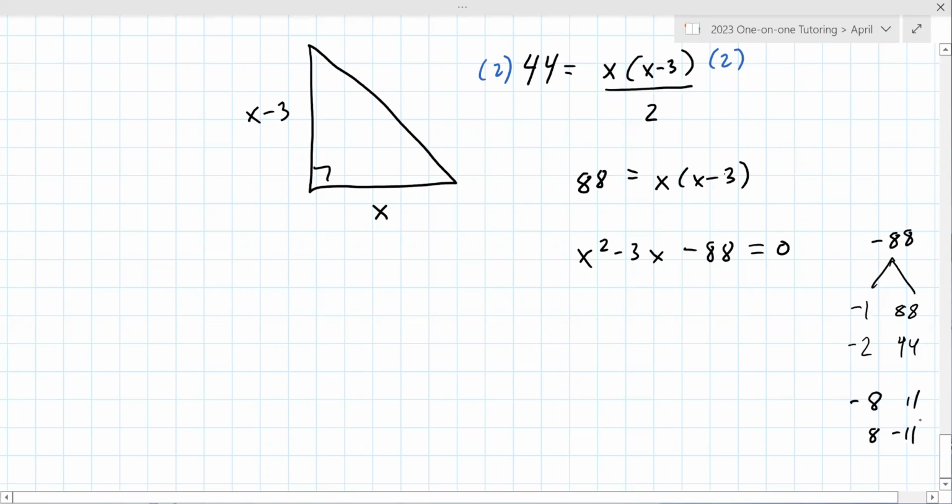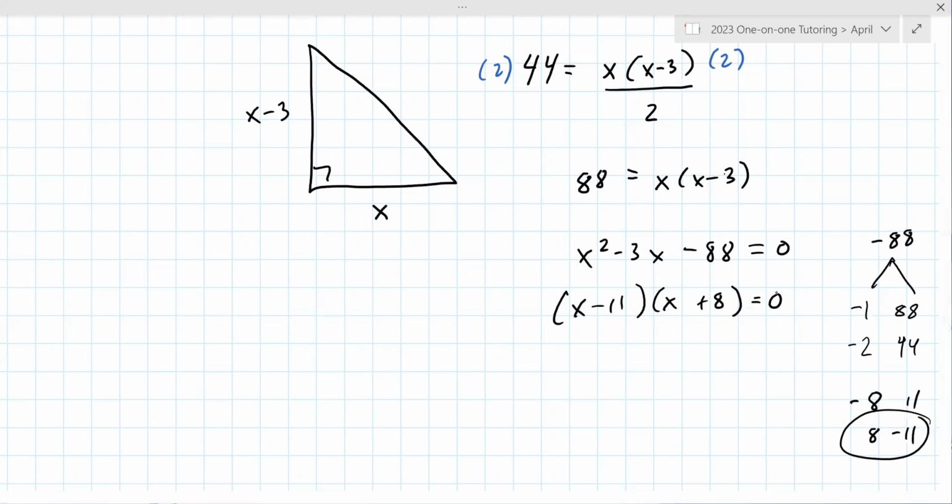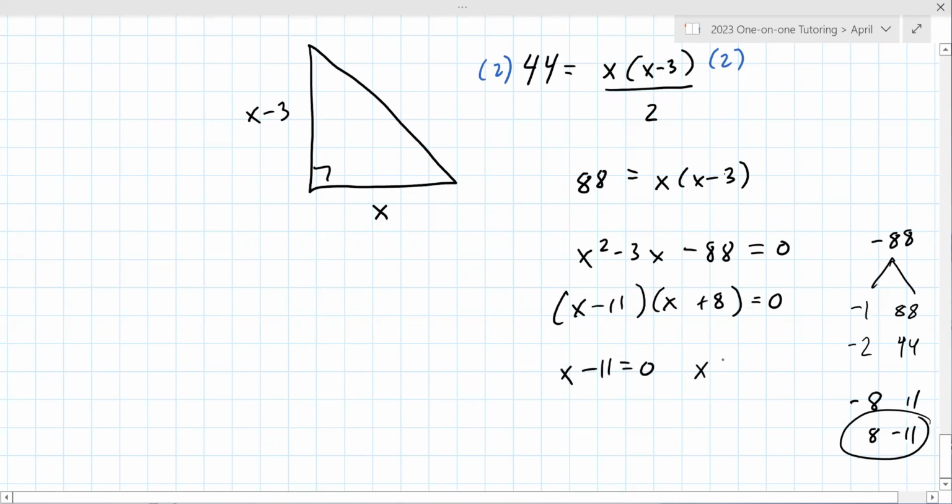-8 or -11 and 8. Yes. X minus 11, x plus 8 equals 0. And so you set them both equal to 0, but you only want the positive answer because we're talking about lengths of sides. So x equals 11. And the other one ends up being 11 minus 3 or 8. And what are our units here? Meters.